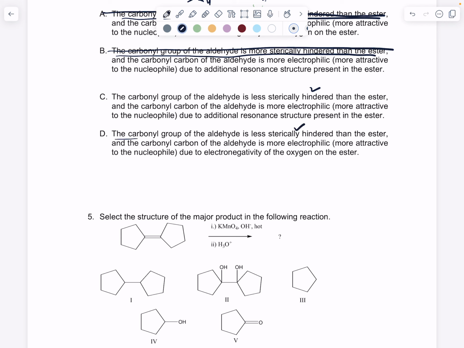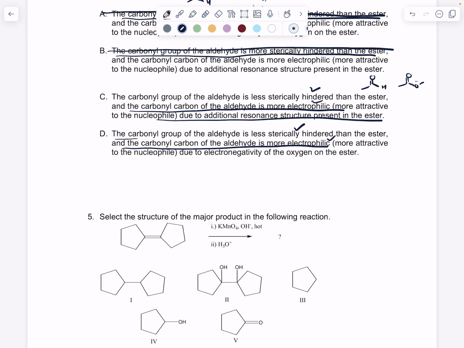So then the next thing is the carbonyl carbon of the aldehyde is more electrophilic. That's true. It is more electrophilic, so that's true. The carbonyl carbon of the aldehyde is more electrophilic, true. So then we're only looking at this last sentence. Due to the additional resonance structure present in the ester.